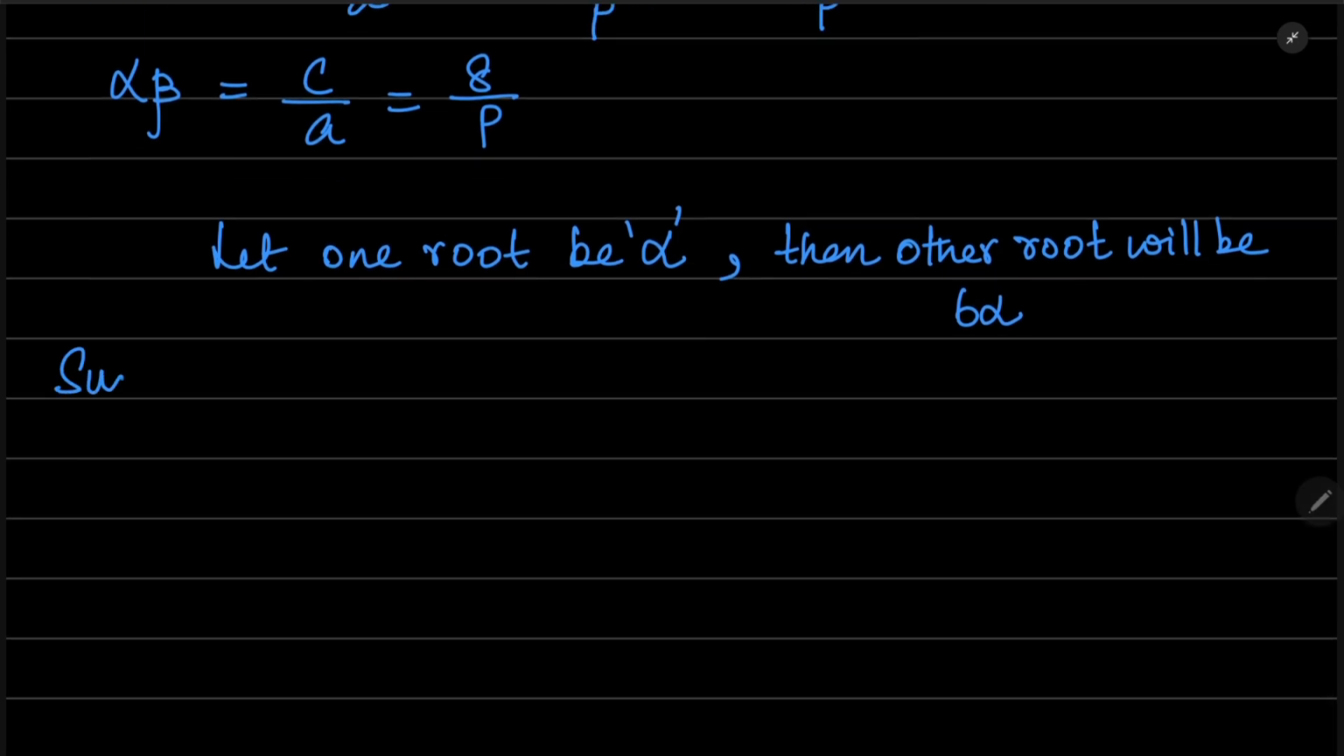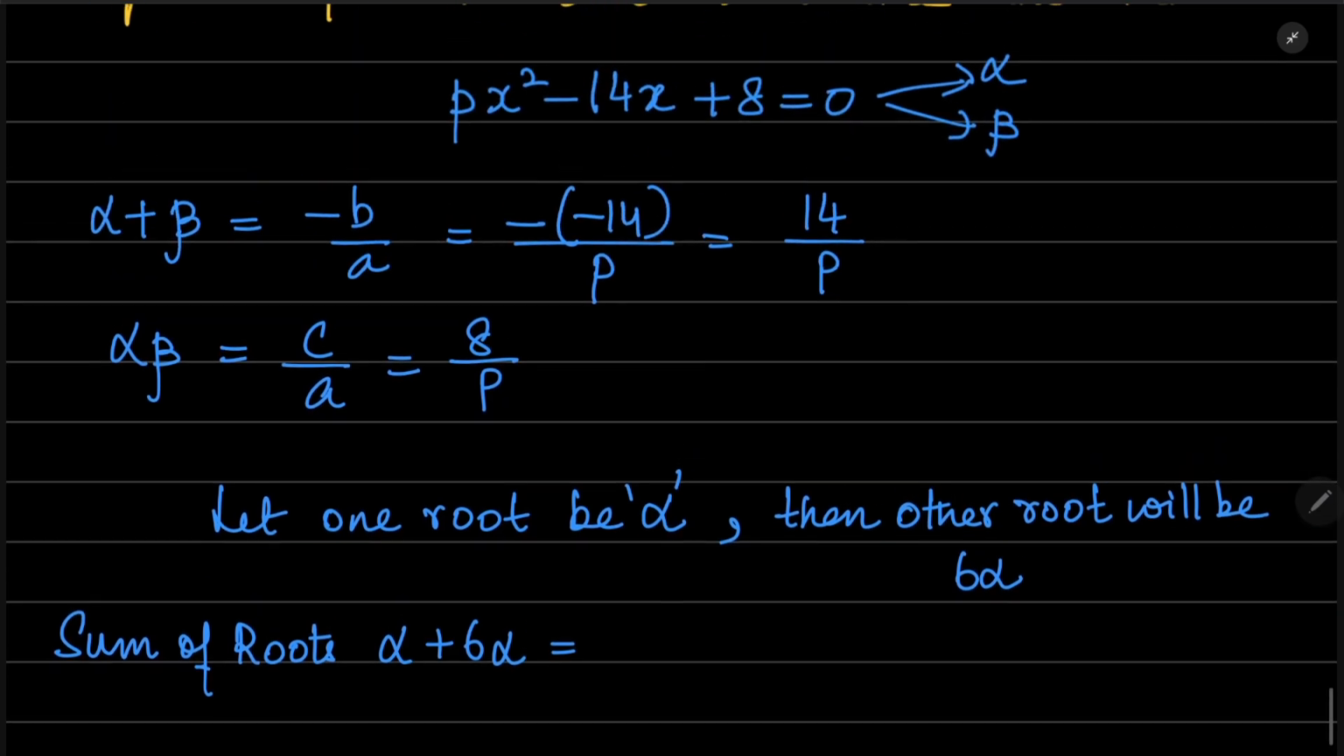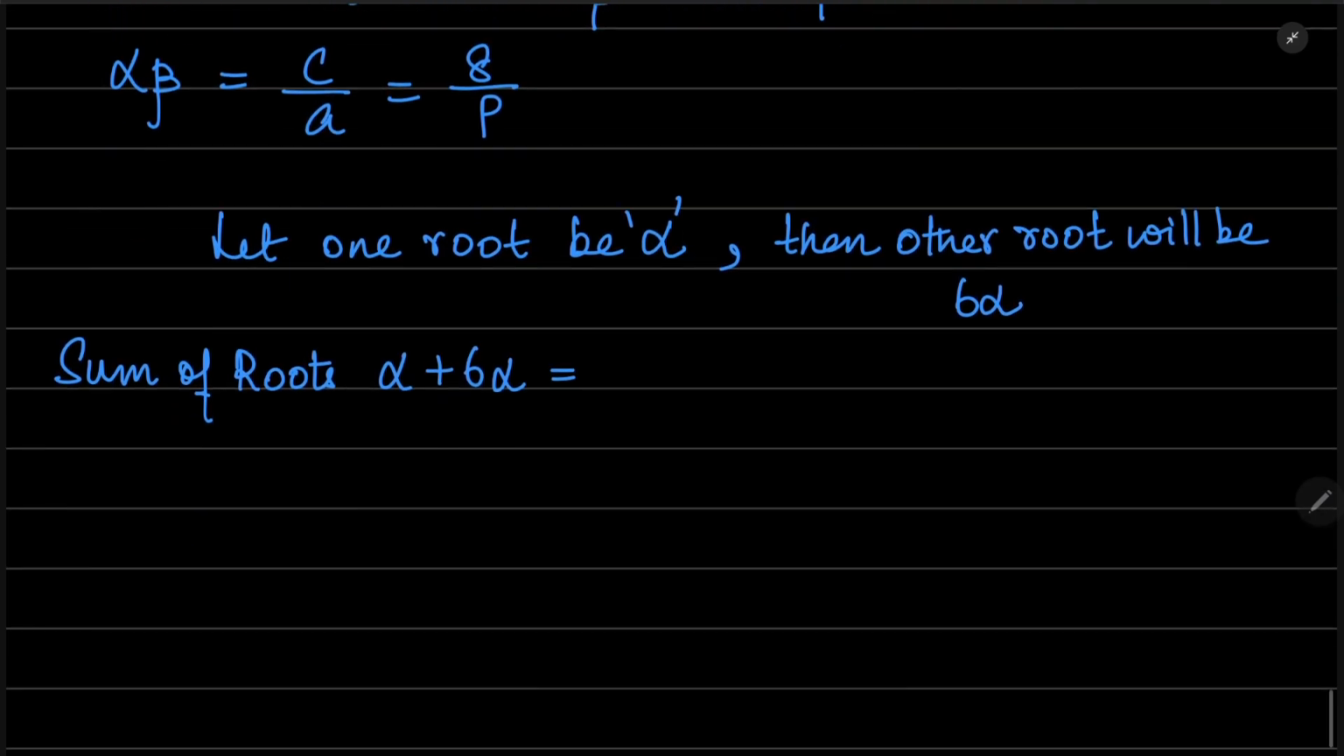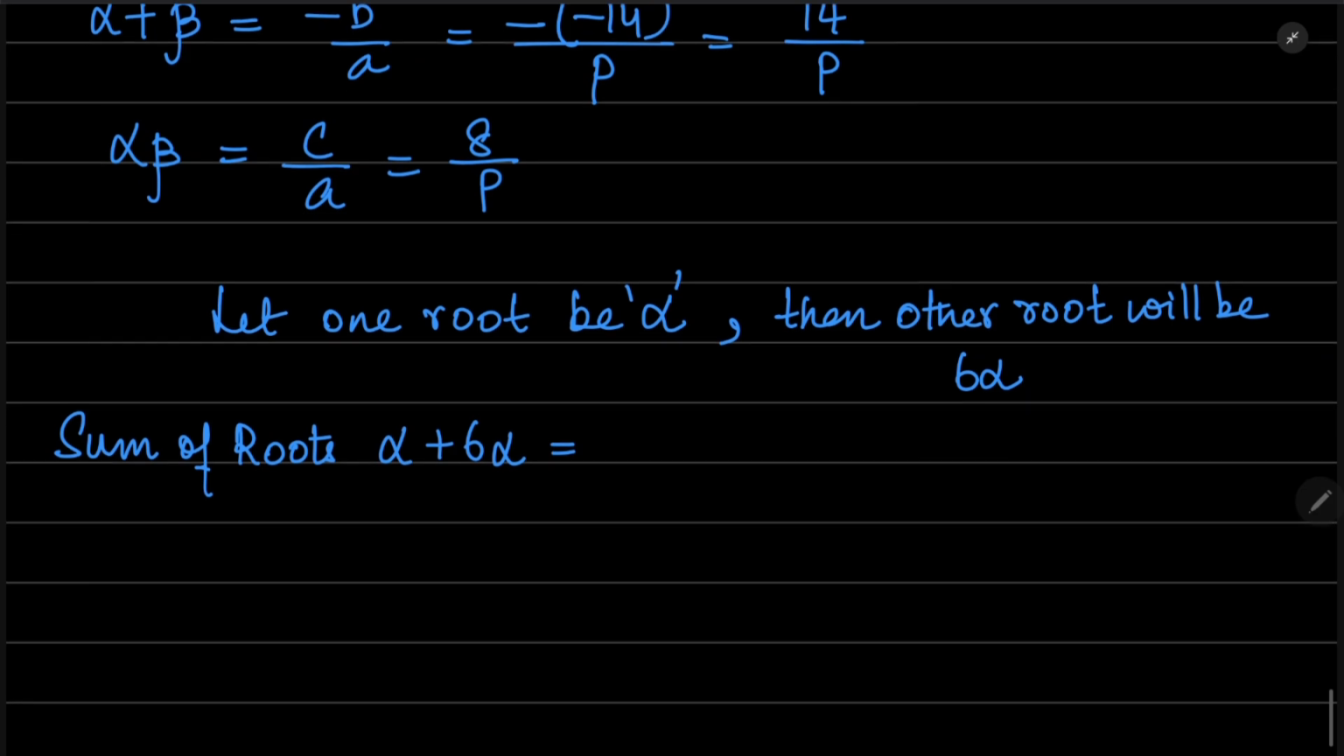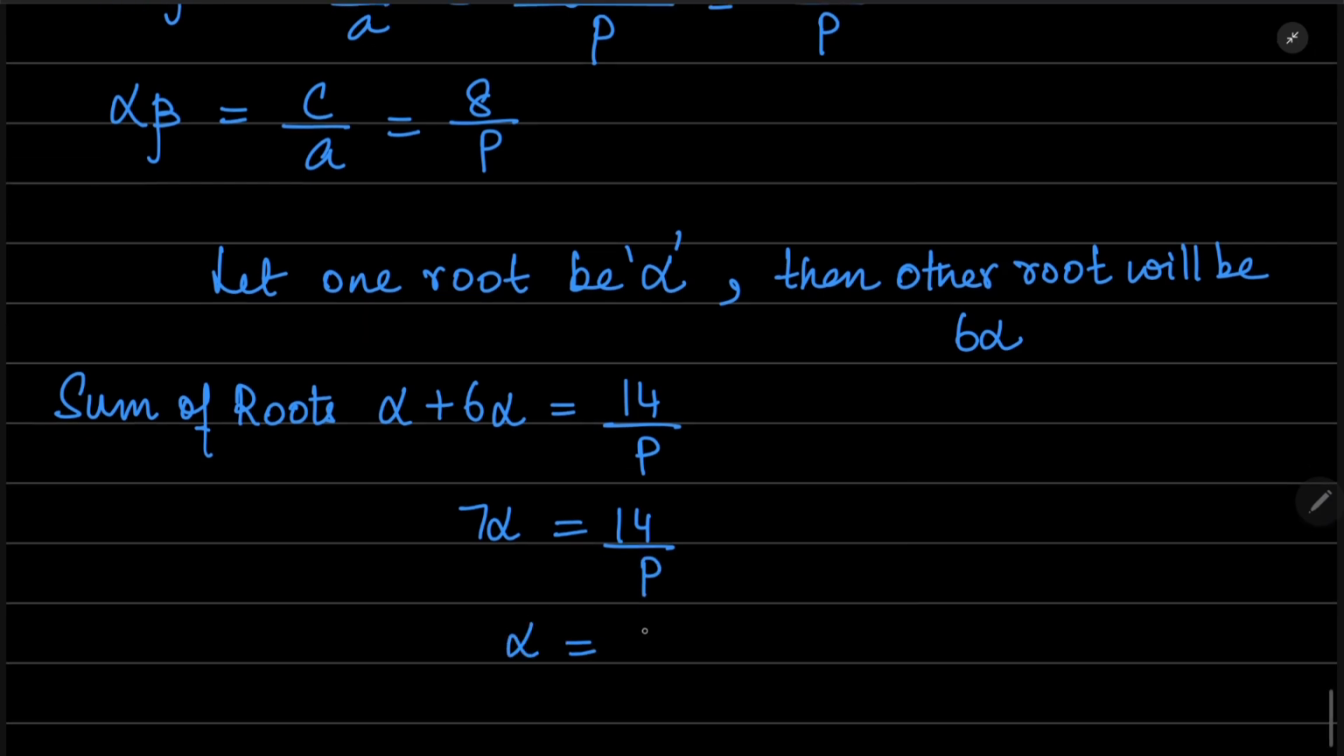So, now let's calculate the sum of the roots. That is alpha plus 6 alpha is equal to minus b by a, which is nothing but 14 by p, right? 14 by p. Then 7 alpha is equal to 14 by p, right? Alpha is equal to 14 by 7p. So, this is nothing but 2 by p. Okay.